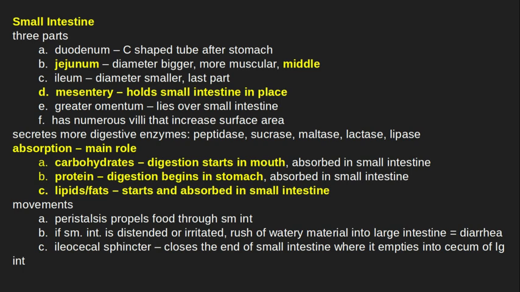The mesentery, it holds the small intestine in place. You have the greater omentum, it lies over the small intestine. And then there's numerous villi that increase the surface area. The digestive enzymes are listed here. You don't need to know all those, but absorption is the main role of the small intestine.